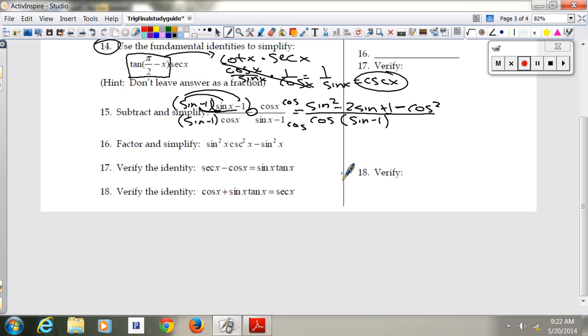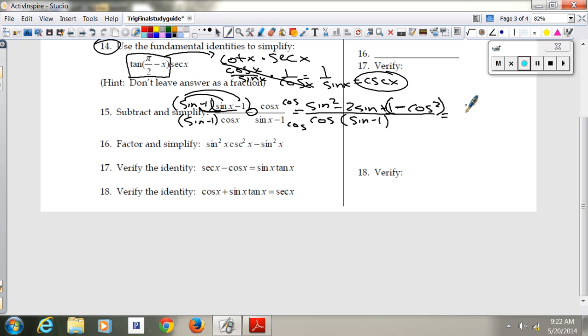Now this is where this one gets a little tricky. Look at the last two terms on the top. Do you see this right here? You know that that's an identity? You can take that out and put in sine squared, and now you'll have like terms. So that's exactly what I would do.